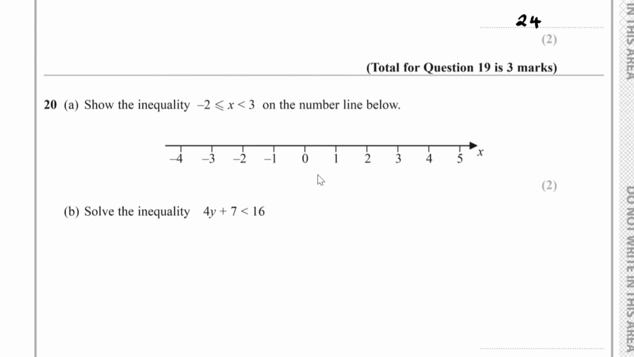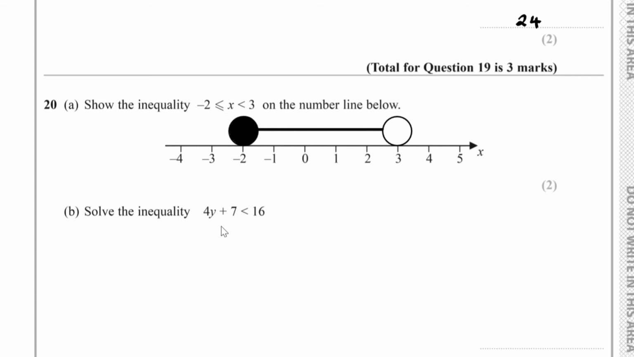Question number 20, we have to show the inequality -2 is less than or equal to x, which is less than 3 on the number line below. Well, here's that solution. For the weak inequality, we fill the circle. For the strong inequality, we do not fill the circle.